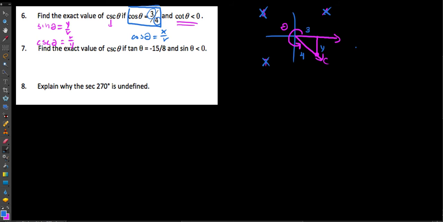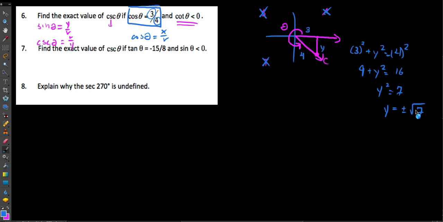And again, this is just Pythagoras. Say 3 squared plus y squared would have to be equal to 4 squared. And in this case, that gives us a 9 plus y squared equaling a 16. Where when we follow up with this, I suppose we get y squared equals 7. And this is the key part here.